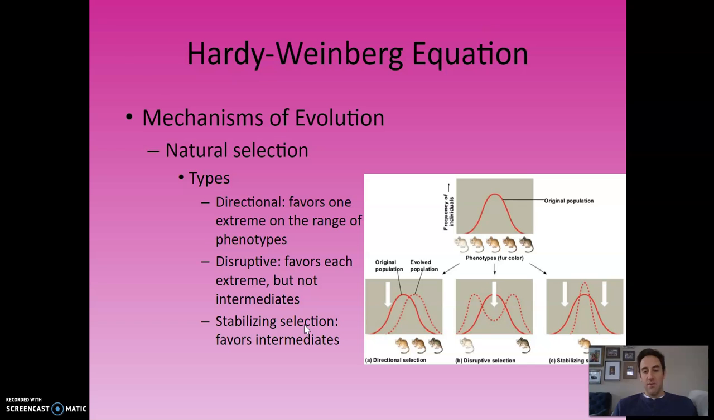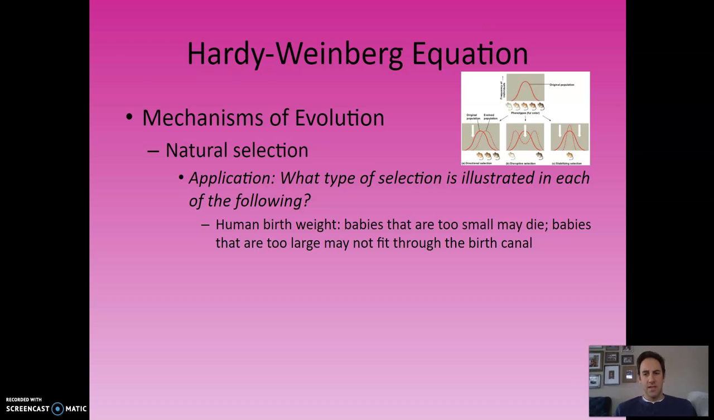Stabilizing is where we favor the intermediates. Maybe all the rocks are brown in color, and so these mice camouflage in there, have the advantage, and so the extremes are going to be selected against, and we're going to see more and more of this intermediate. So we have these three types of selection. Let's take a peek at some examples of this.